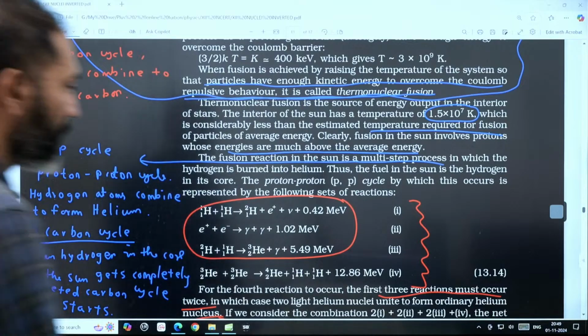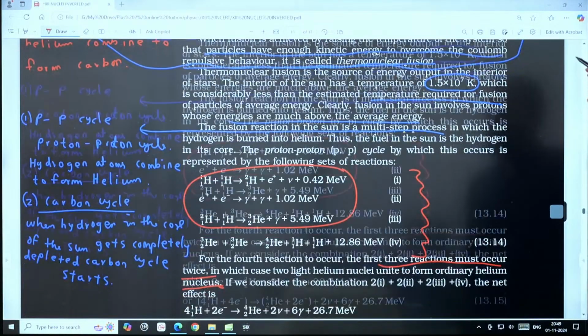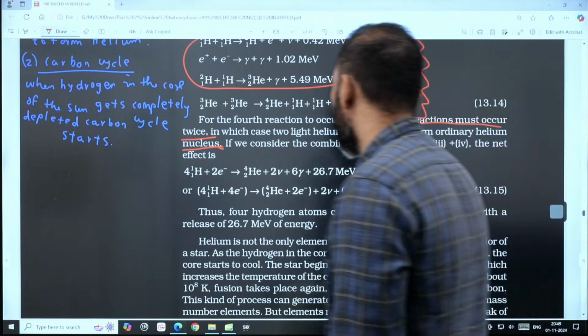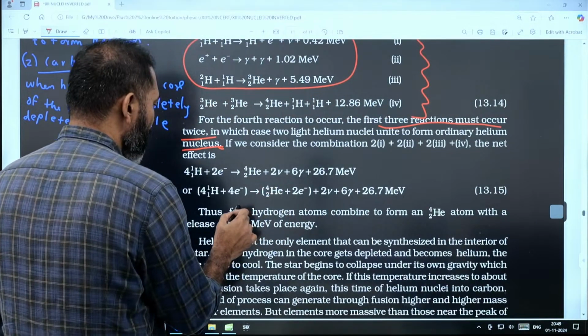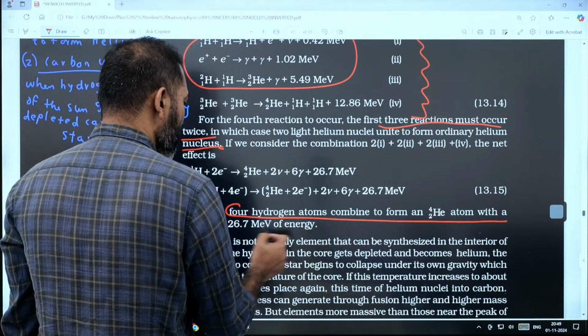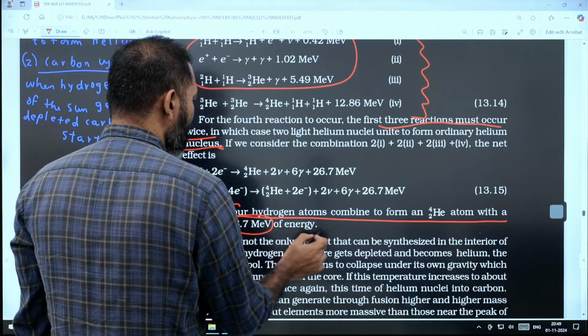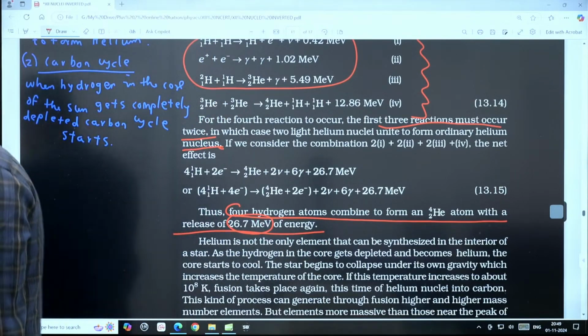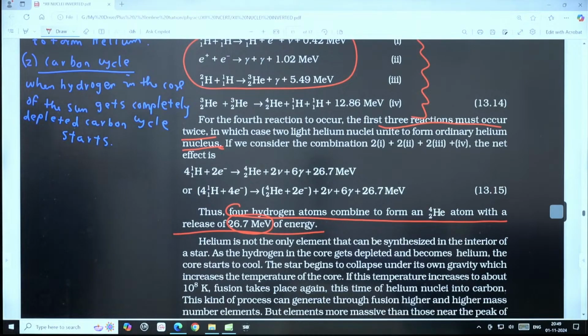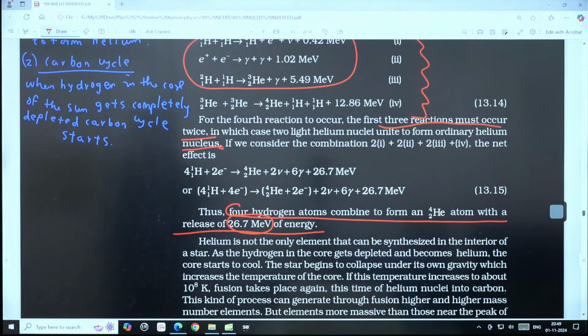I hope you have done. Now what happens here? This is the conclusion. 4 hydrogen atoms combine to form a helium atom with the release of how much energy? 26.7 MeV. Now, helium is not the only element that can be synthesized in the interior of a star.